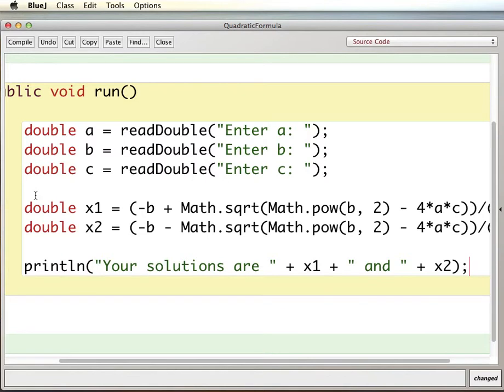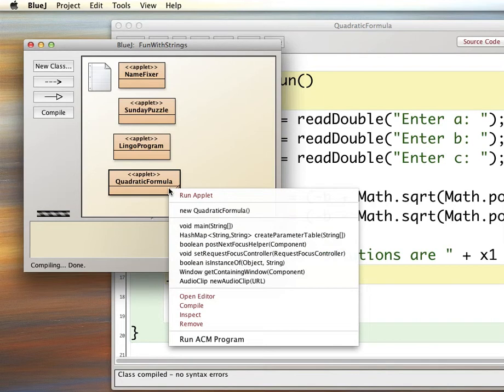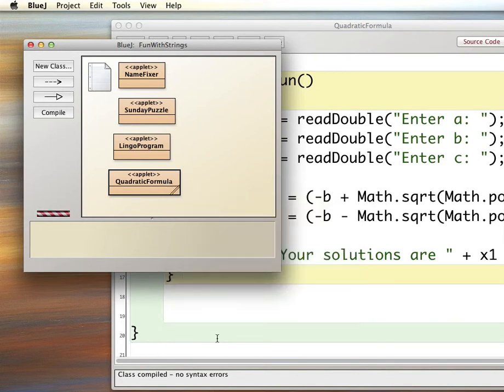Okay, let's go ahead and run that. And be careful because actually the quadratic equation you enter in has to actually have real solutions. We're going to deal with that in a second. Okay, so this does compile. I will go ahead and run it. I'll just put this over here. Quadratic formula. Wait a second for it to compile. Here we go.